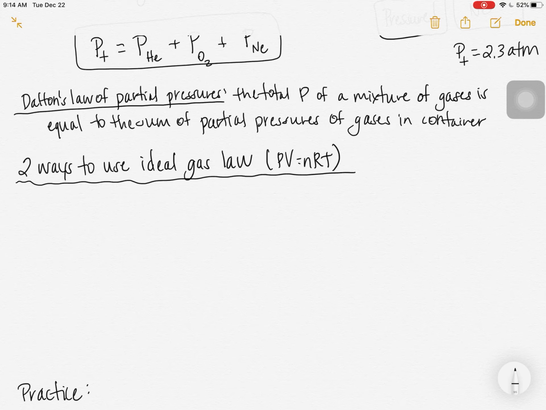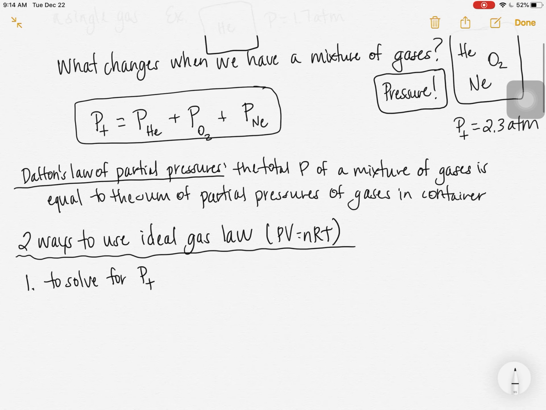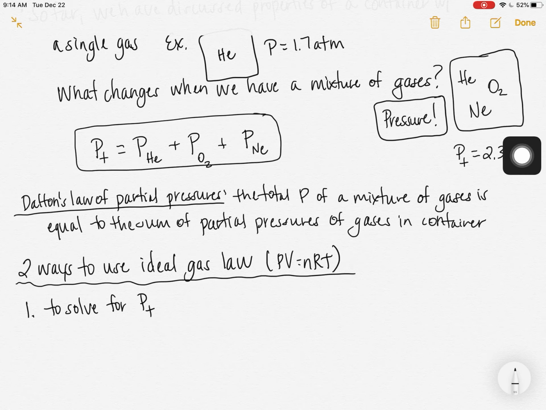Okay, and so the first one would be to solve for total pressure. Like up here in my example, if I was looking for the total pressure of this container, how would I do that? Well, I can use the ideal gas law. And if I were to solve this for P, of course, I divide both sides by V. So my equation would look like this: P equals nRT over V.